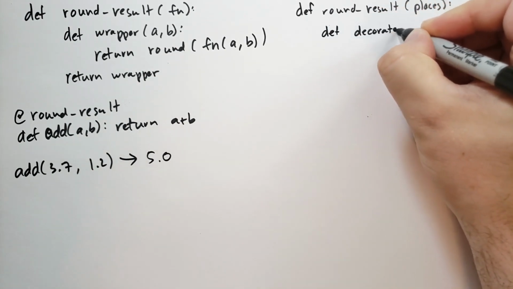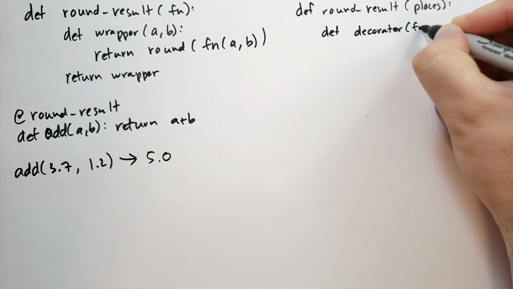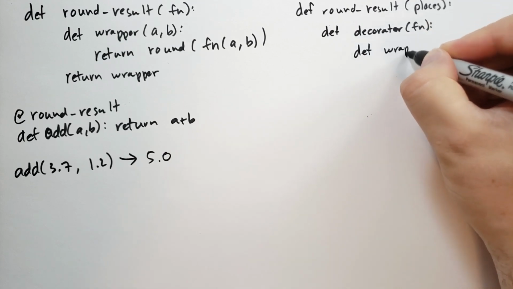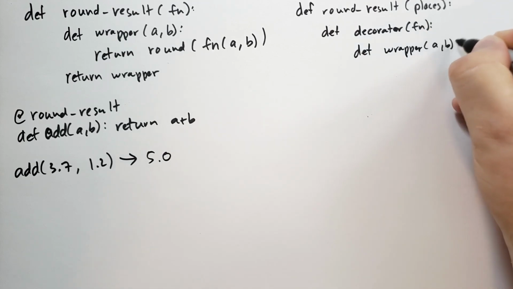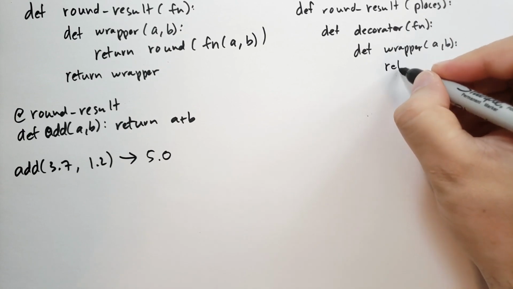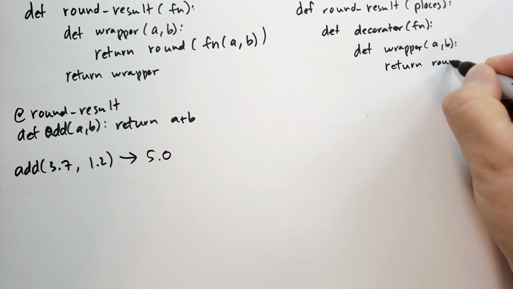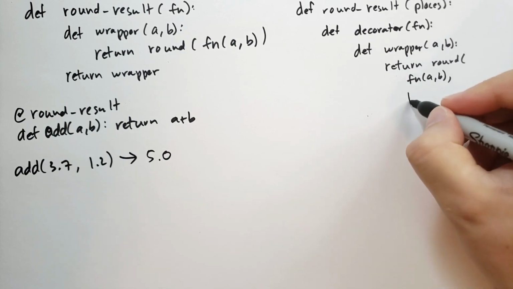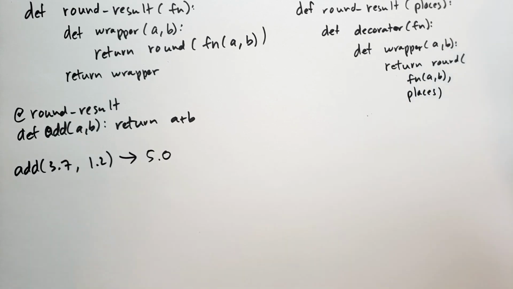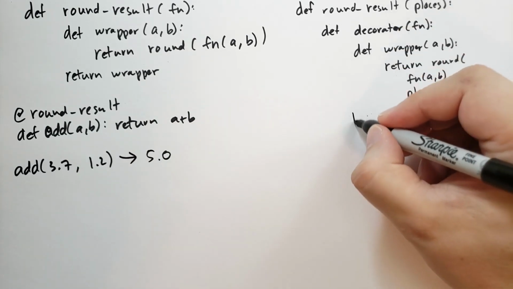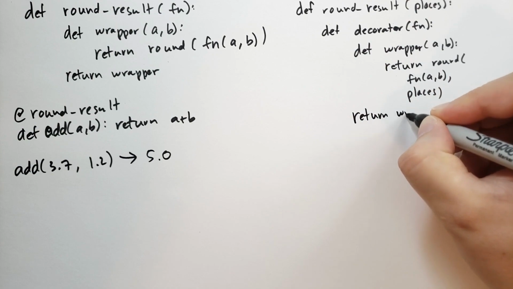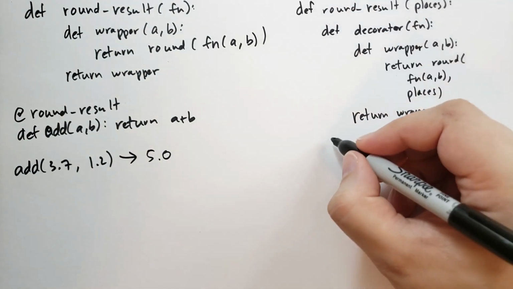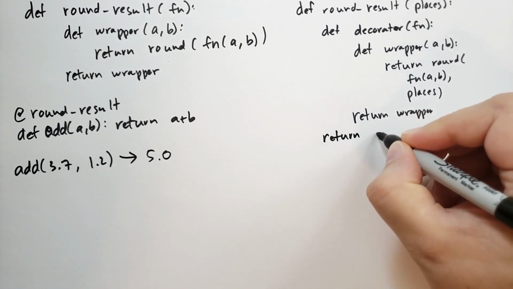So let's define the decorator here, OR. And this decorator is going to return a wrapper that accepts two parameters, A, B. And this wrapper is going to return the rounded result, calling the function with A and B, and then passing in the number of places. Okay, and the decorator is going to return the wrapper, and the decorator creator is going to return the decorator.